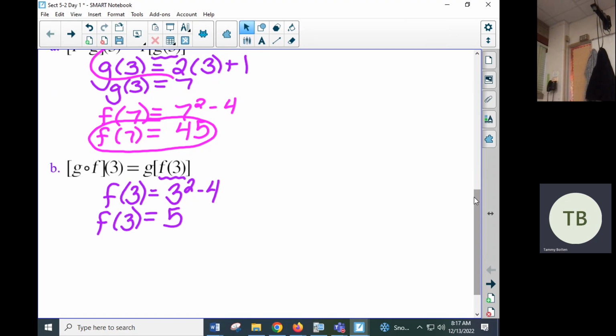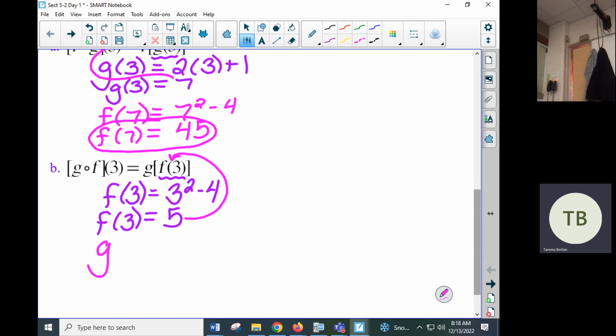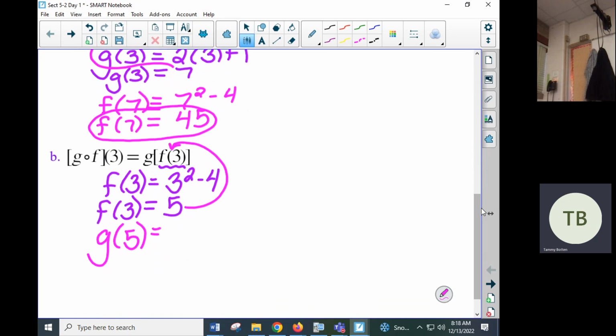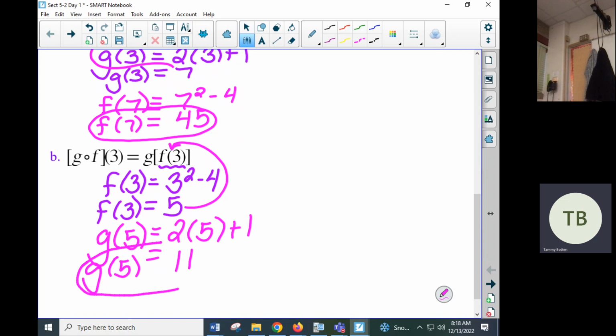Then what we do, whatever we get from here goes into this. So now what we're doing is we're finding g of 5. So we go to our g function this time, and we put 5 in for x. So we would go 2 times 5 plus 1. 2 times 5 is 10, plus 1 is 11. So our final answer then would be 11. Does that make sense?